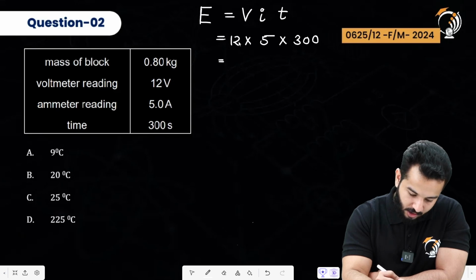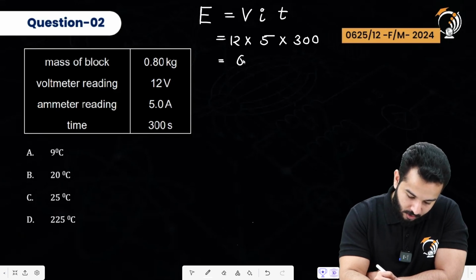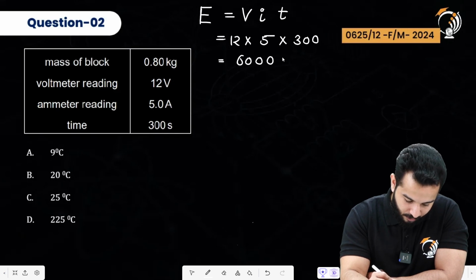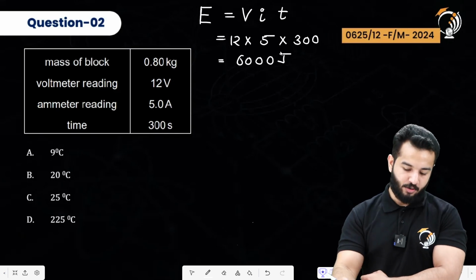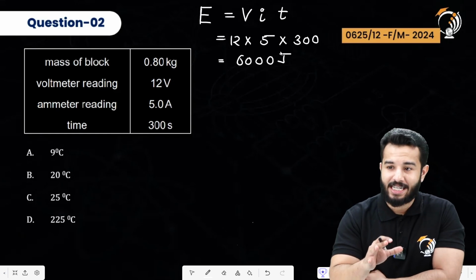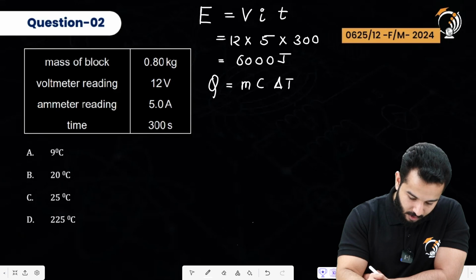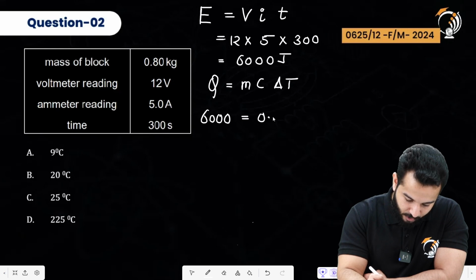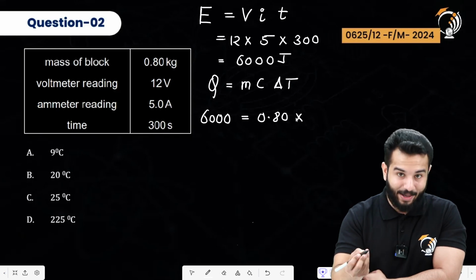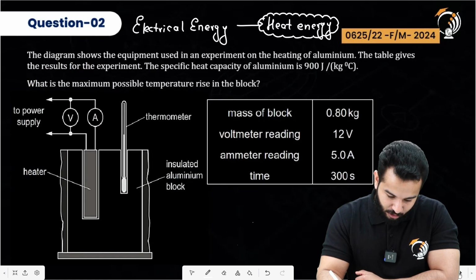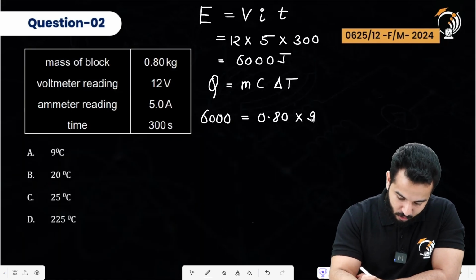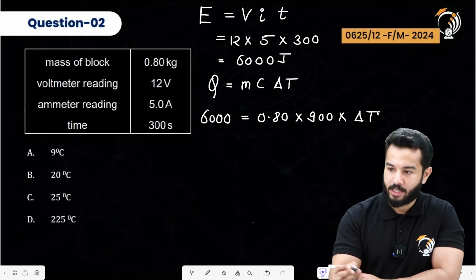So this is nothing but 60. This is going to be 6000 joules, and I'm hoping everything is in SI unit, right? So this is the amount of heat that is generated. Now we know that heat is written as mc delta T. So heat is 6000, mass is given as 0.80, specific heat capacity they have given us, and that is 900 joules, that is also in SI unit, times change in temperature. That's what we need to know.